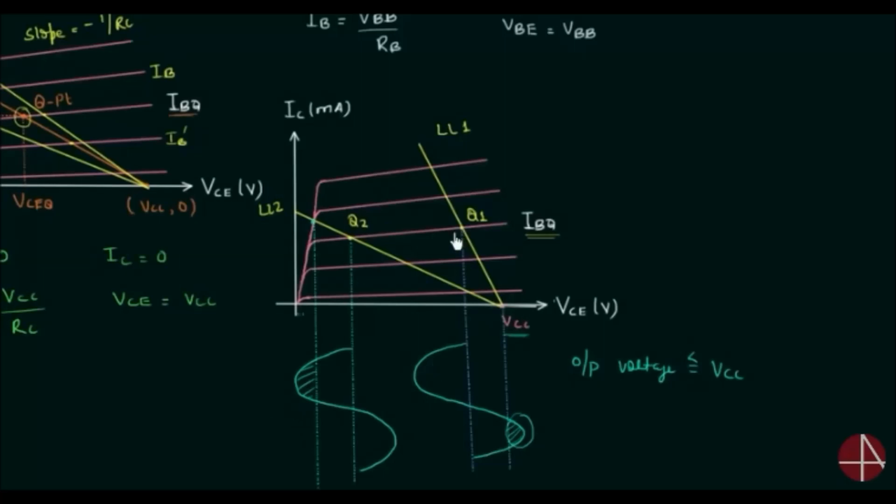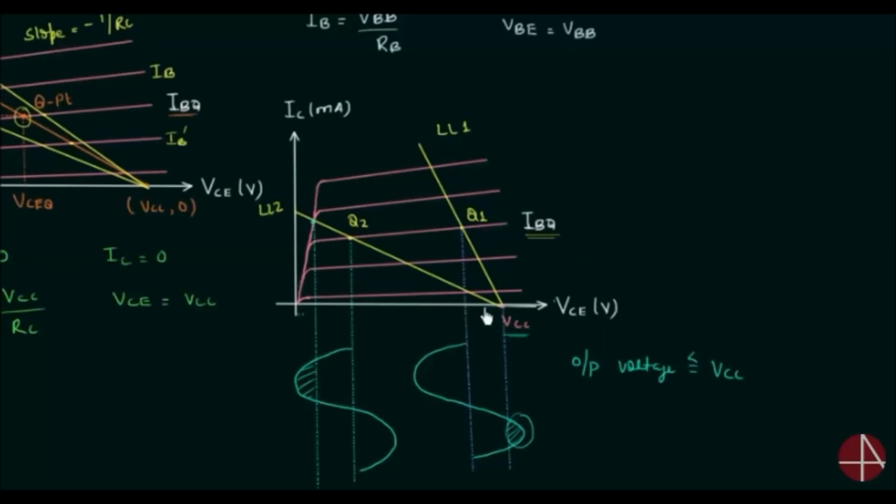So you can see when operating point is near to the cutoff region, the positive portion of the waveform is clipped, and when operating point is near to the saturation region, the negative portion of the waveform is clipped. Because of this, the operating point must be selected in the center of the active region so that we can have the maximum swing without distortion.